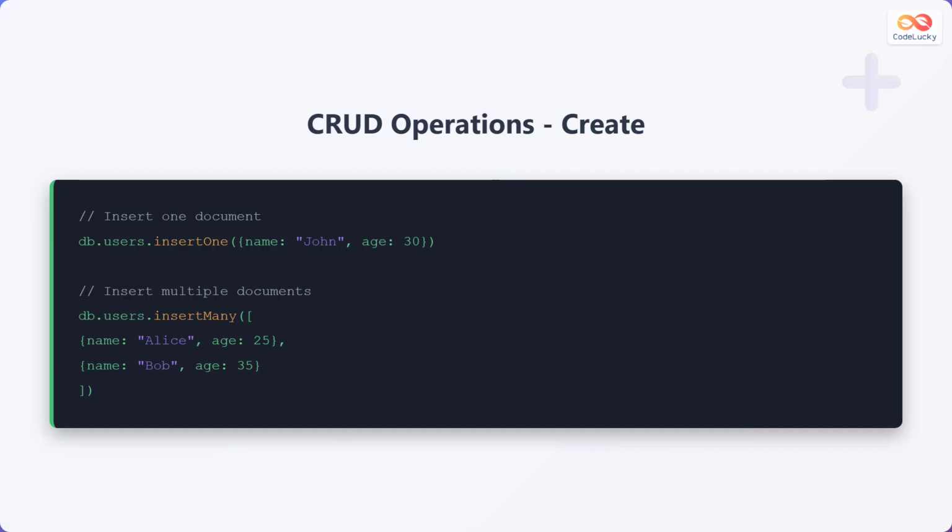Now let's explore the CRUD operations in MongoDB. To insert a single document into a collection, use the insert_one method. For example, db.users.insert_one, followed by a JavaScript object containing the document fields. To insert multiple documents at once, use the insert_many method, passing an array of JavaScript objects representing the documents. For example, db.users.insert_many, followed by an array of user objects. Here, CRUD stands for create, read, update, and delete.